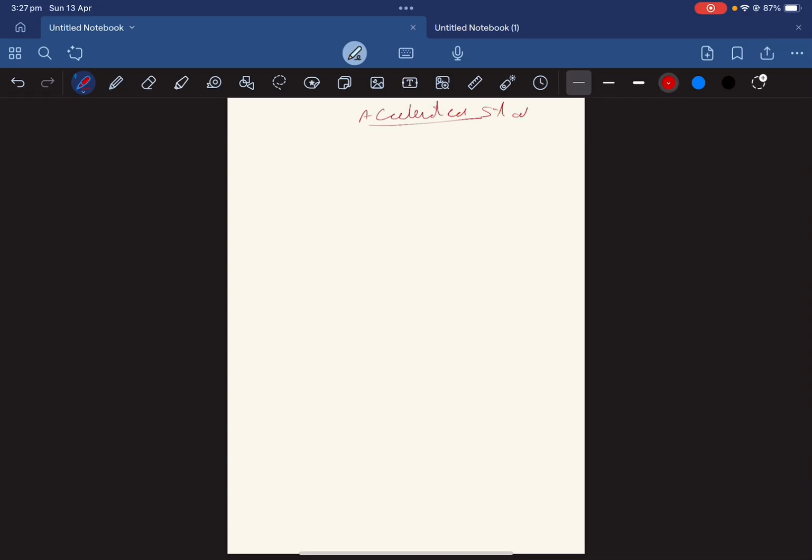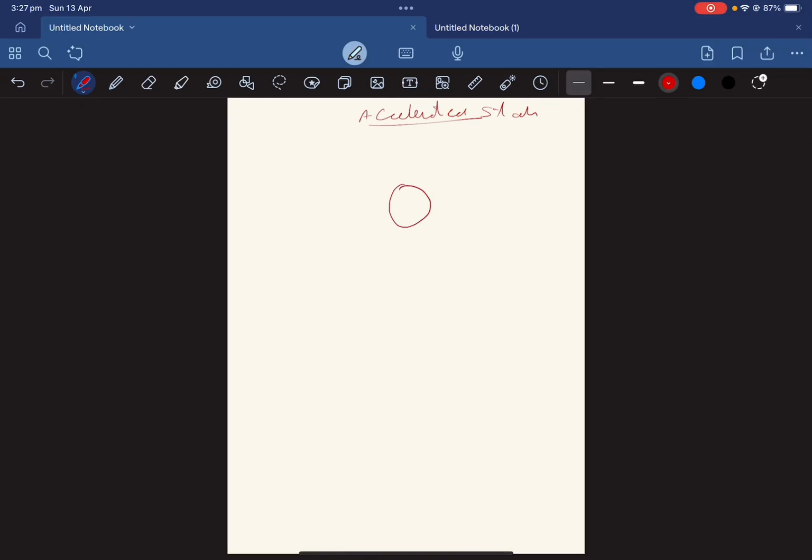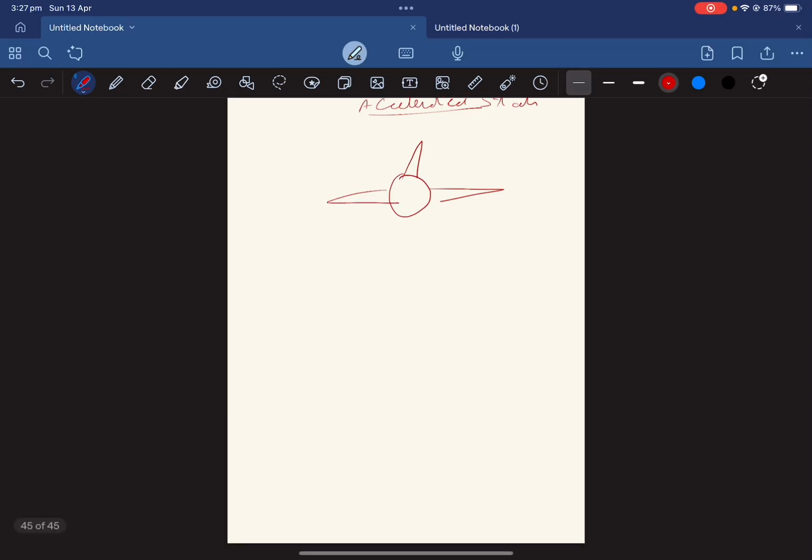So what happens in level flight? Let's say your aircraft is in level flight. I'm going to drop the back part. So this is your level flight. This is your lift force. This is your weight. The lift is balancing the weight, so lift equals weight basically.